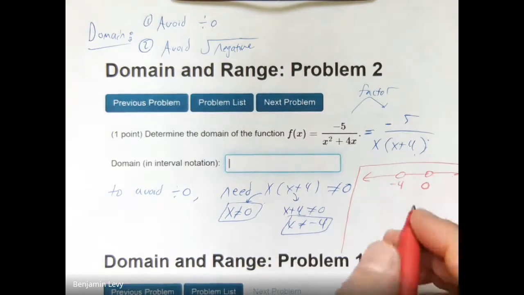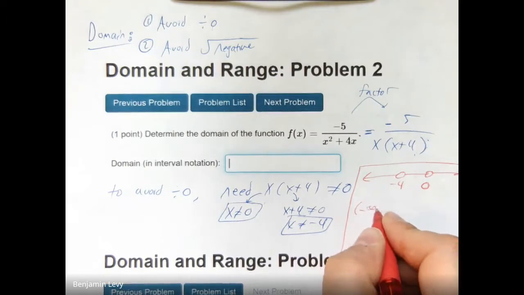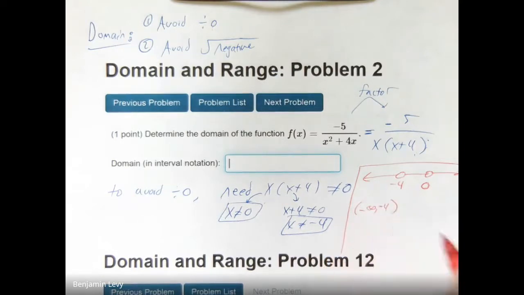And so my 3 pieces are minus infinity to minus 4. Don't include it. Minus 4 to 0, right? That's that middle piece that people often forget. Don't forget the piece right between minus 4 and 0. And then the third piece would be the piece past 0, so 0 to infinity, right? And we put unions between them because that means we're going to include all those numbers in all those pieces.